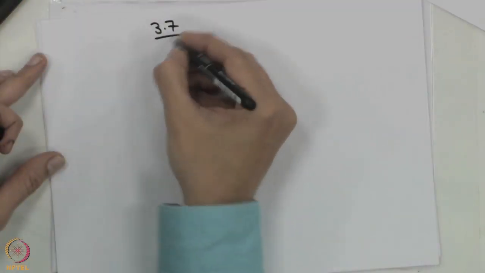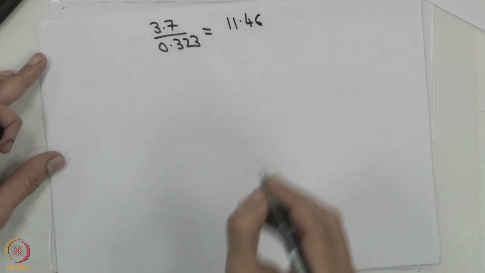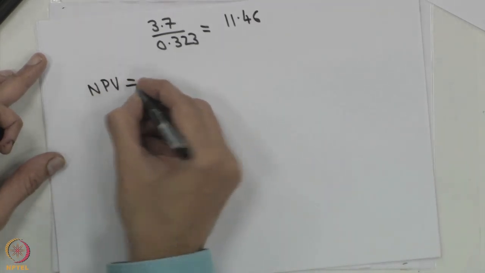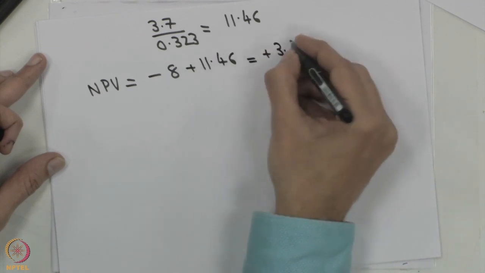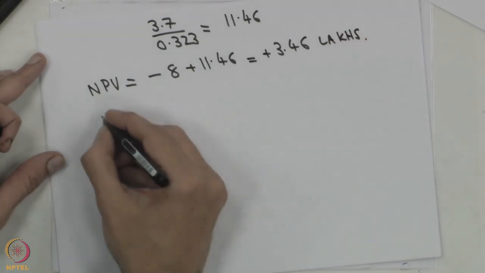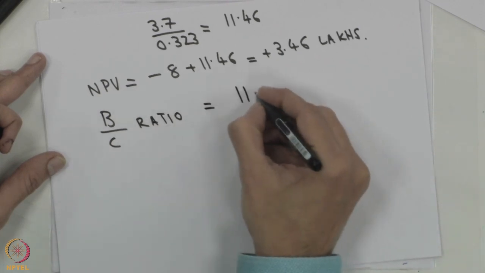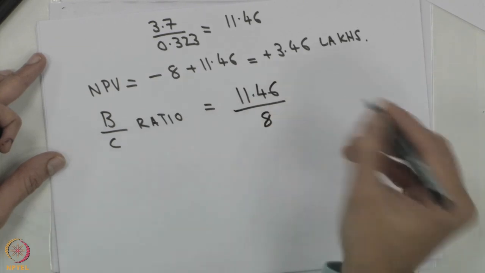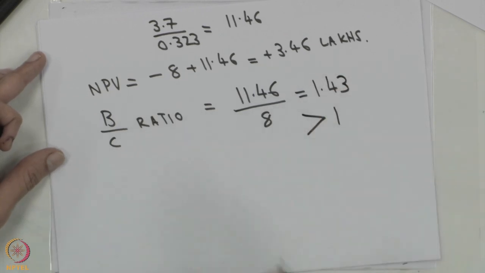So, then the benefit stream is now going to be 3.7 by 0.323, which is 11.46 lakhs. So, the net present value is minus 8 plus 11.46, which is plus 3.46 lakhs. Net present value is positive, so the company should go for this. If we look at the benefit by cost ratio, this is going to be 11.46 divided by 8, which comes out to be 1.43. B by C greater than 1, so we can go for it.